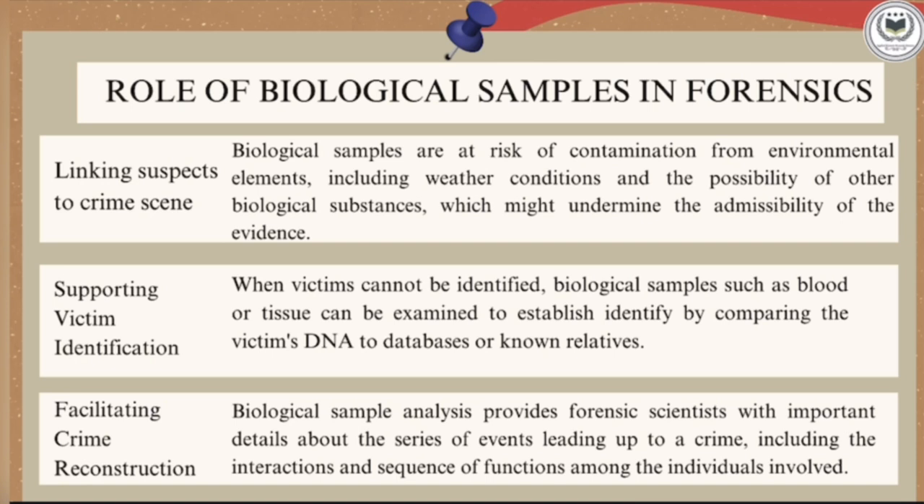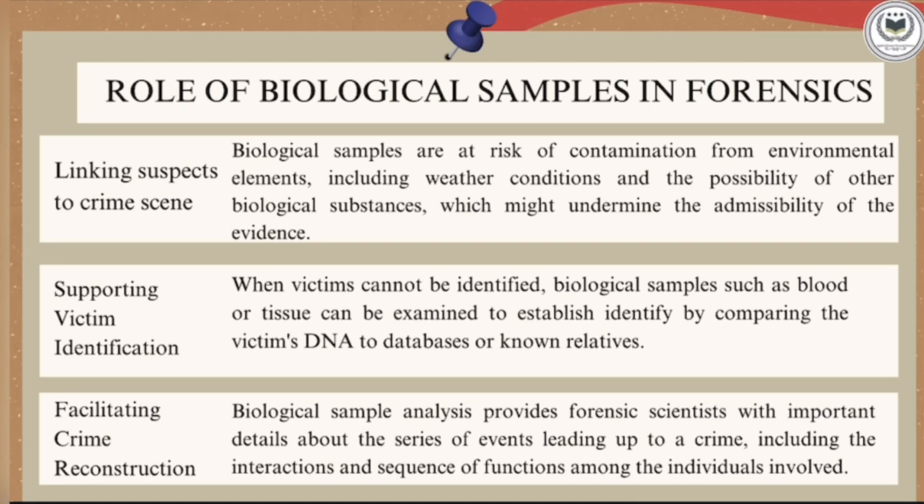Supporting victim identification. Biological samples are also vital in identifying victims, especially in cases where the individuals may not be immediately recognizable due to injury or decomposition. In situations where the victims are unidentifiable, such as in mass disasters or severe assaults, biological samples like blood or hair can be collected. Comparing these samples against DNA databases or known relatives can help confirm the identity of the victim.